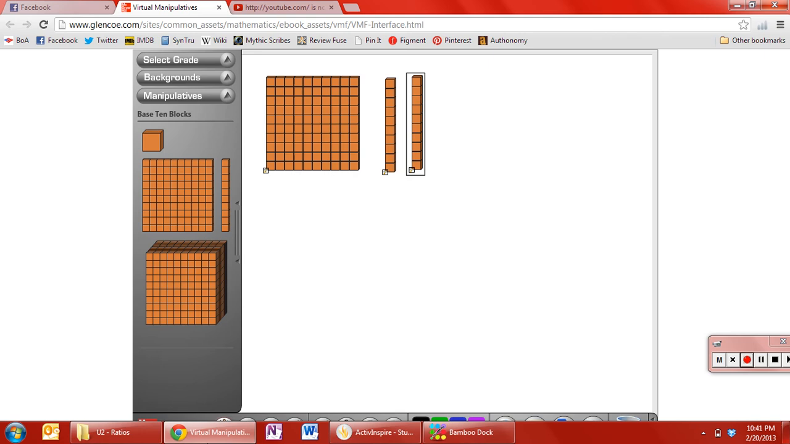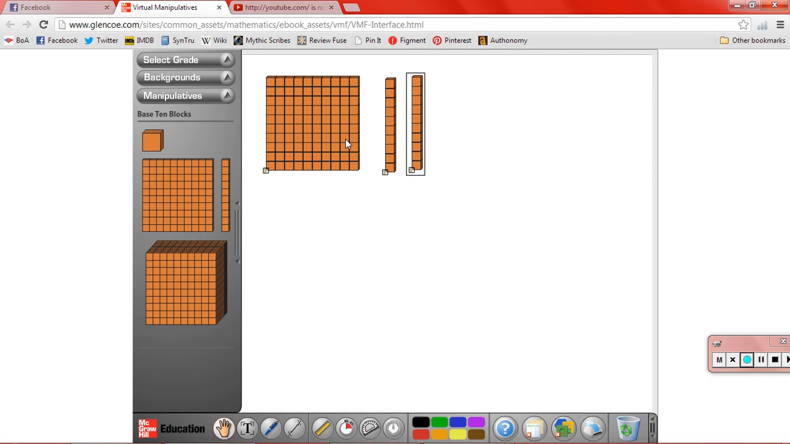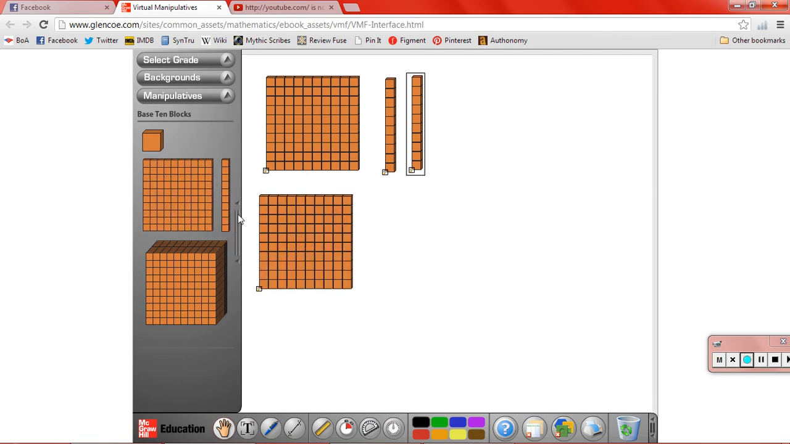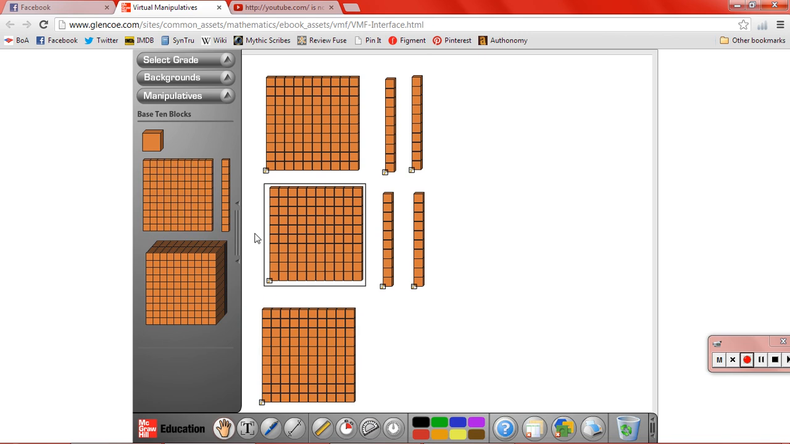But my problem says 3 groups of 1 2/10. So this is only one group of 1 2/10. So I'm going to need another group that's 2 groups of 1 2/10. And now I need a third group of 1 2/10.